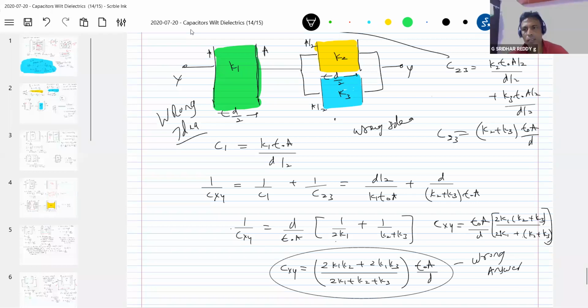Sir, in the iron slab kept between the capacitors.